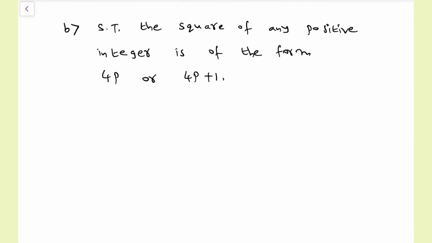Next, B. Show that the square of any positive integer is of the form 4p or 4p plus 1. For this also a small sentence will be there in the beginning. Let a be any positive integer and b equals 4, because here 4p plus 1, here 4p is there, right? So in that the number 4 is nothing but our b value, that is nothing but our divisor.